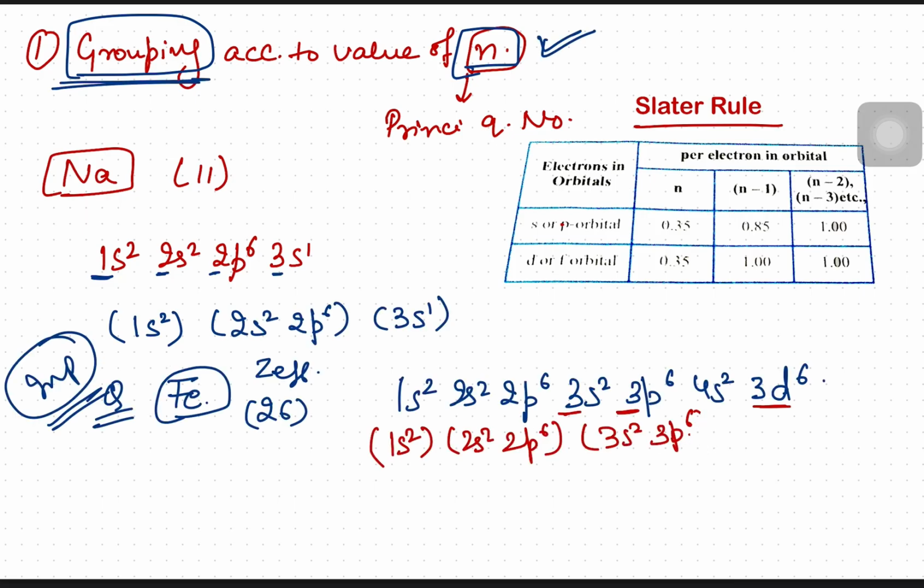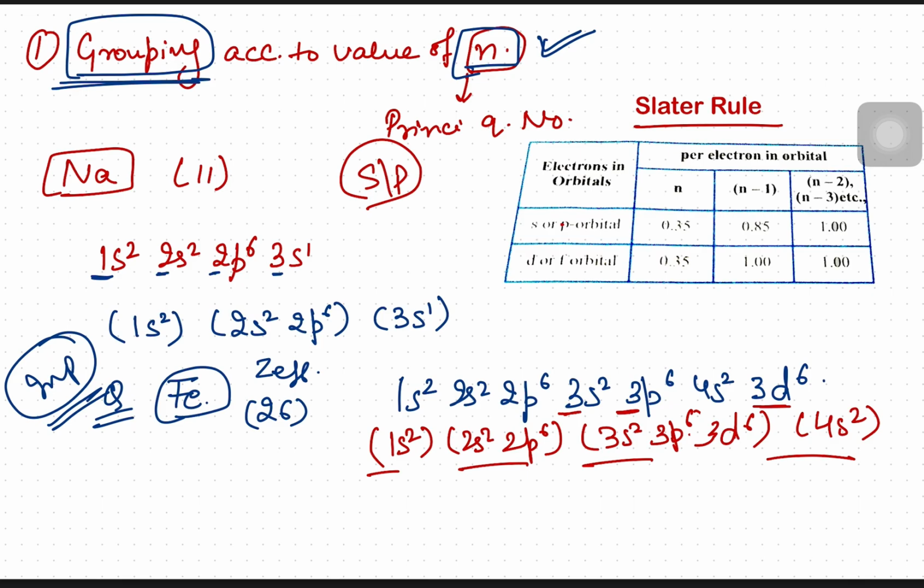So 3d6 you have to consider in this group, and then 4s2 separately. This is the main step of doing the grouping, for both the S and P groups and the D group. I have told you how to do the grouping according to the value of n. You just have to consider the value of n. Now rule number 2 is this table, which I'll explain to you.